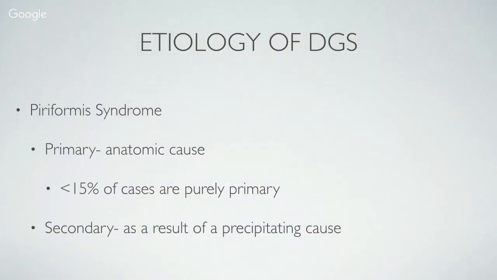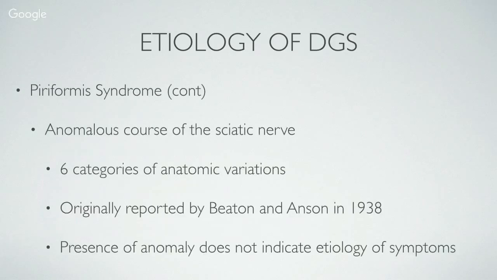So one of the etiologies of deep gluteal syndrome could also be piriformis syndrome. There are 2 different types of piriformis syndrome, a primary and a secondary type. Primary piriformis syndrome is usually related to an anatomic anomaly, though it's accountable for less than 15% of cases. Just to review quickly, it could be from an anomalous course of the sciatic nerve, or from an anomaly in the piriformis muscle itself. There are 6 different anatomic variations. Just because a patient has the anomaly doesn't mean they're going to have deep gluteal syndrome or sciatic nerve entrapment.